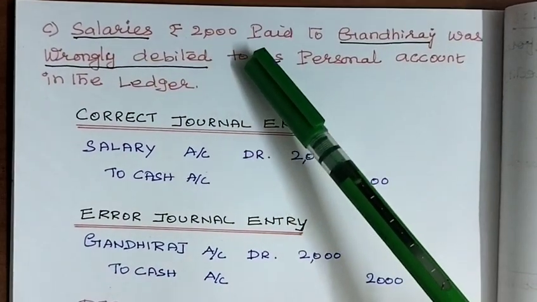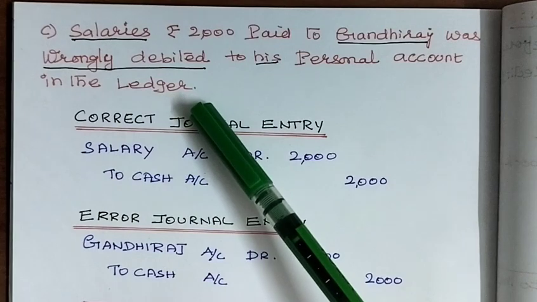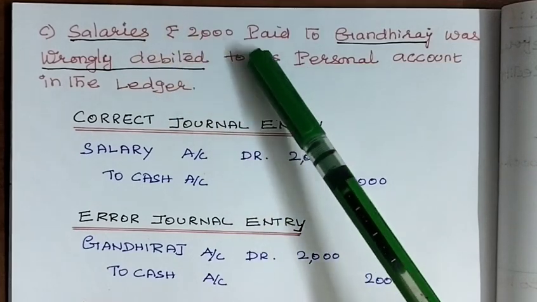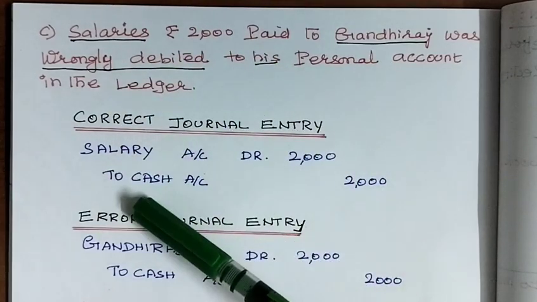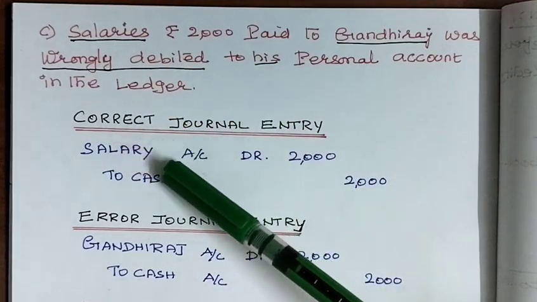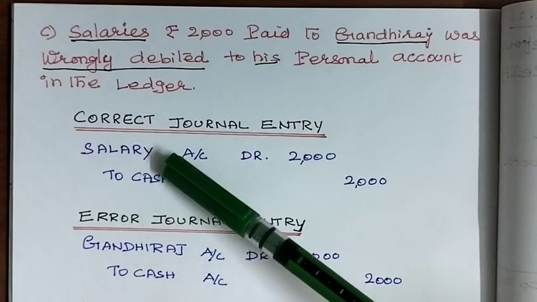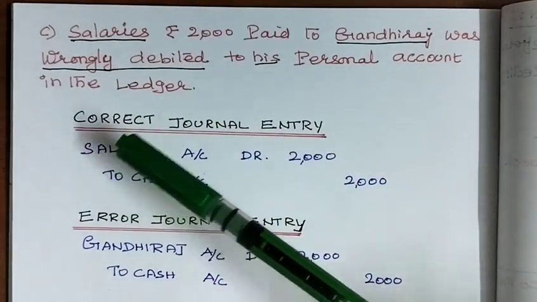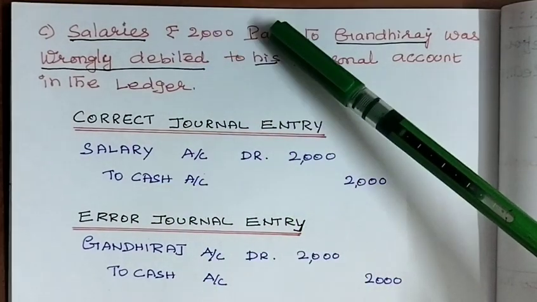Salaries rupees 2000 paid to Gandhiraj was wrongly debited to his personal account in the ledger. What does this transaction tell us? Salary 2000 paid. Up to this, what is the journal entry? Salary account debit to cash account. Whenever you pay salary to your worker, your cash account decreases. Whenever your cash account decreases, the cash account will be credited, so the salary account will be debited. So salary 2000 rupees paid means salary account debit 2000 rupees to cash account 2000. This is the journal entry for this transaction.